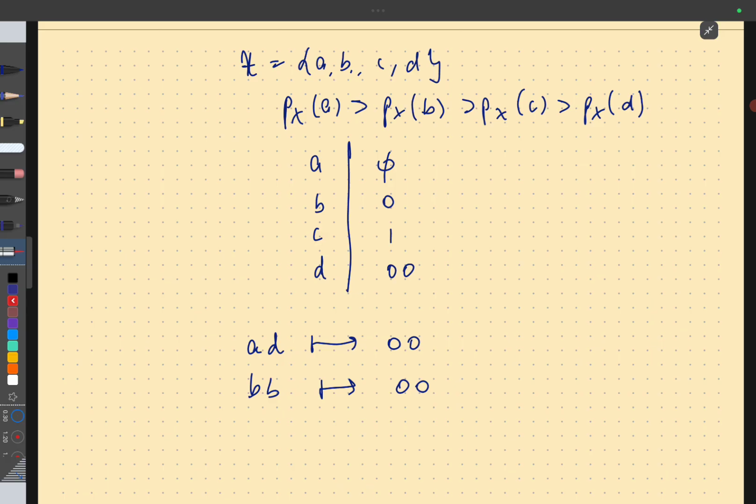But now how should you design the decoder? Because the decoder only sees 0, 0. So there is no way the decoder can distinguish between AD and BB. So this is not a zero error scheme. It's not lossless anymore.